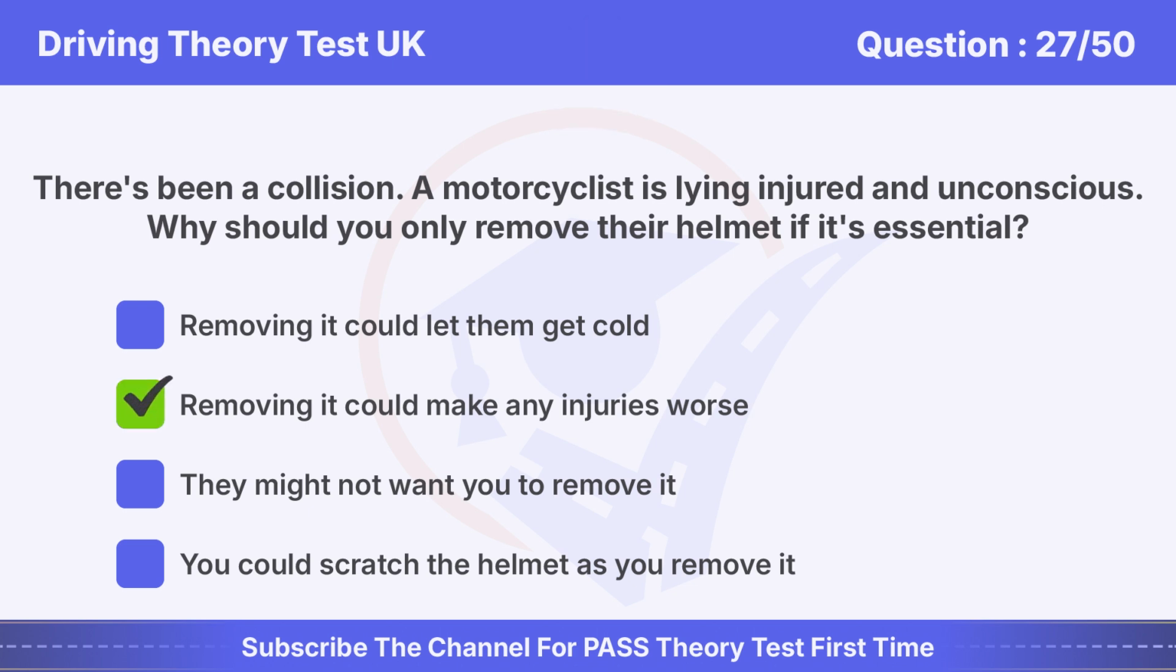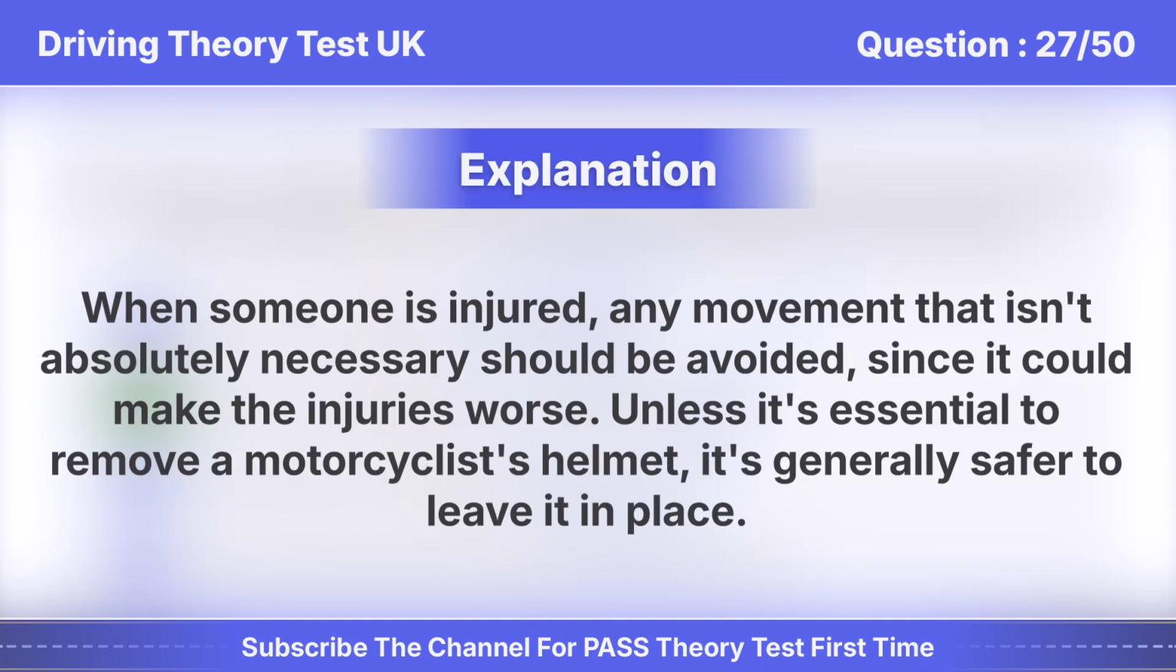Answer is B. Removing it could make any injuries worse. When someone is injured, any movement that isn't absolutely necessary should be avoided, since it could make the injuries worse. Unless it's essential to remove a motorcyclist's helmet, it's generally safer to leave it in place.